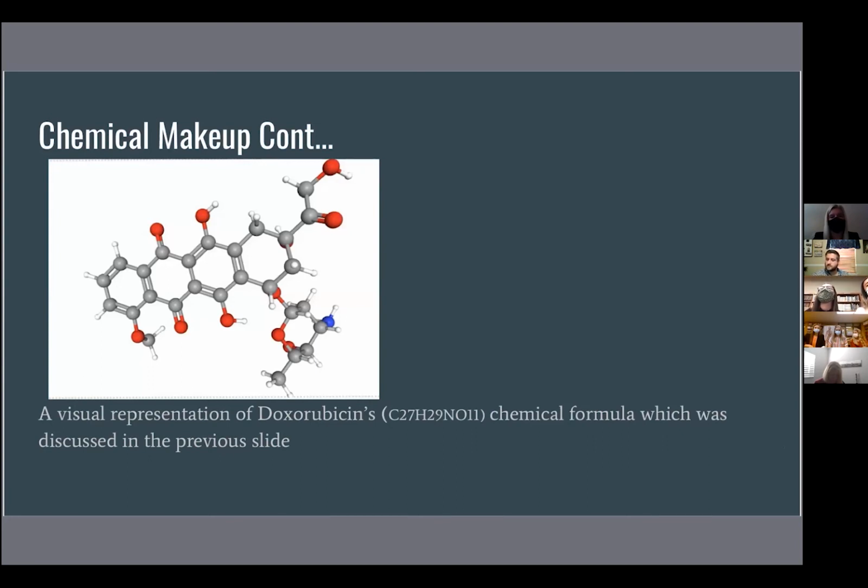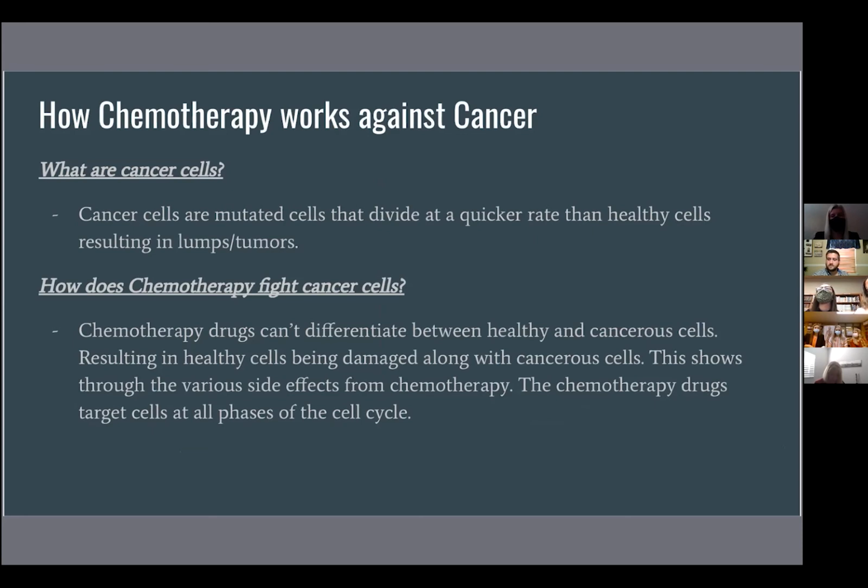Moving on to how chemotherapy works against cancer. So what exactly are cancer cells? Cancer cells are mutated cells that divide at a quicker rate than healthy cells. And since they don't have the time to mature because they are duplicating and replicating at a fast rate, they result in lumps and tumors that doctors are able to see.